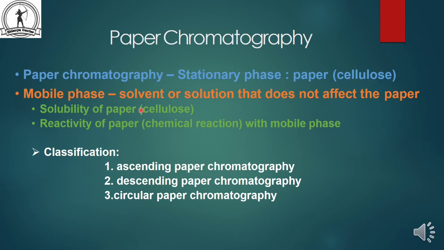For mobile phase, we can choose any solvent which doesn't affect your paper. If you take a solvent which affects the paper, there is nothing to separate. So here the mobile phase has to be 100% non-interacting with cellulose, and it can never do any reaction with our paper. Paper chromatography is divided into three: first, ascending, second, descending, third, circular. Let's see in detail.